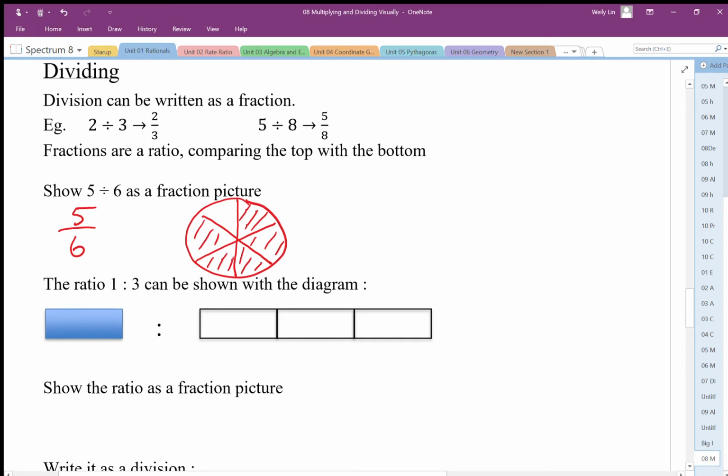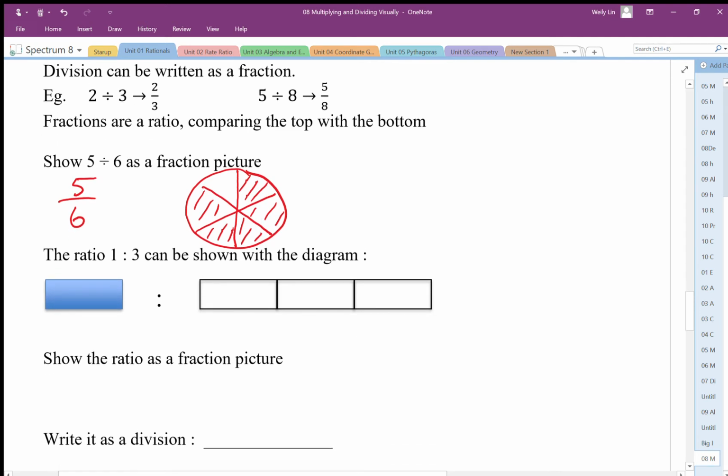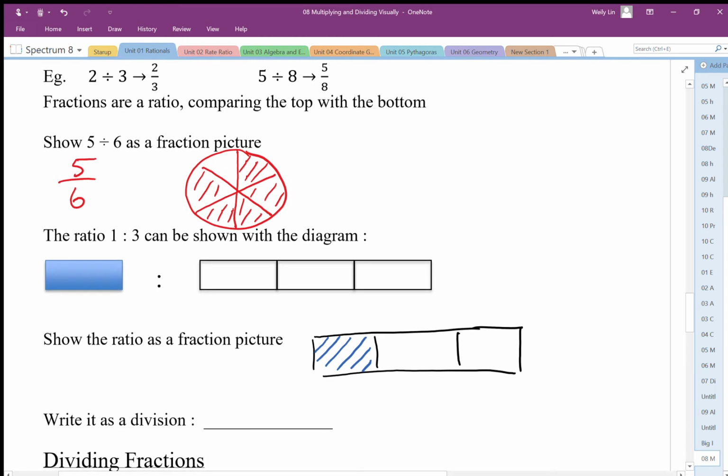The ratio of 1 to 3 can be shown like this: 1 part to 3 parts. If I want to show this as 1 part to 3 parts whole, I can show this in a fraction picture. We can write this as our fraction bar, and we have our 1 part compared to 3 parts whole, so it's going to be our fraction bar picture like this. As a division statement, it's going to be 1 divided by 3, which is equal to the 1/3 fraction. And everything then is consistent: as a ratio, as a fraction picture, as division, as a fraction.